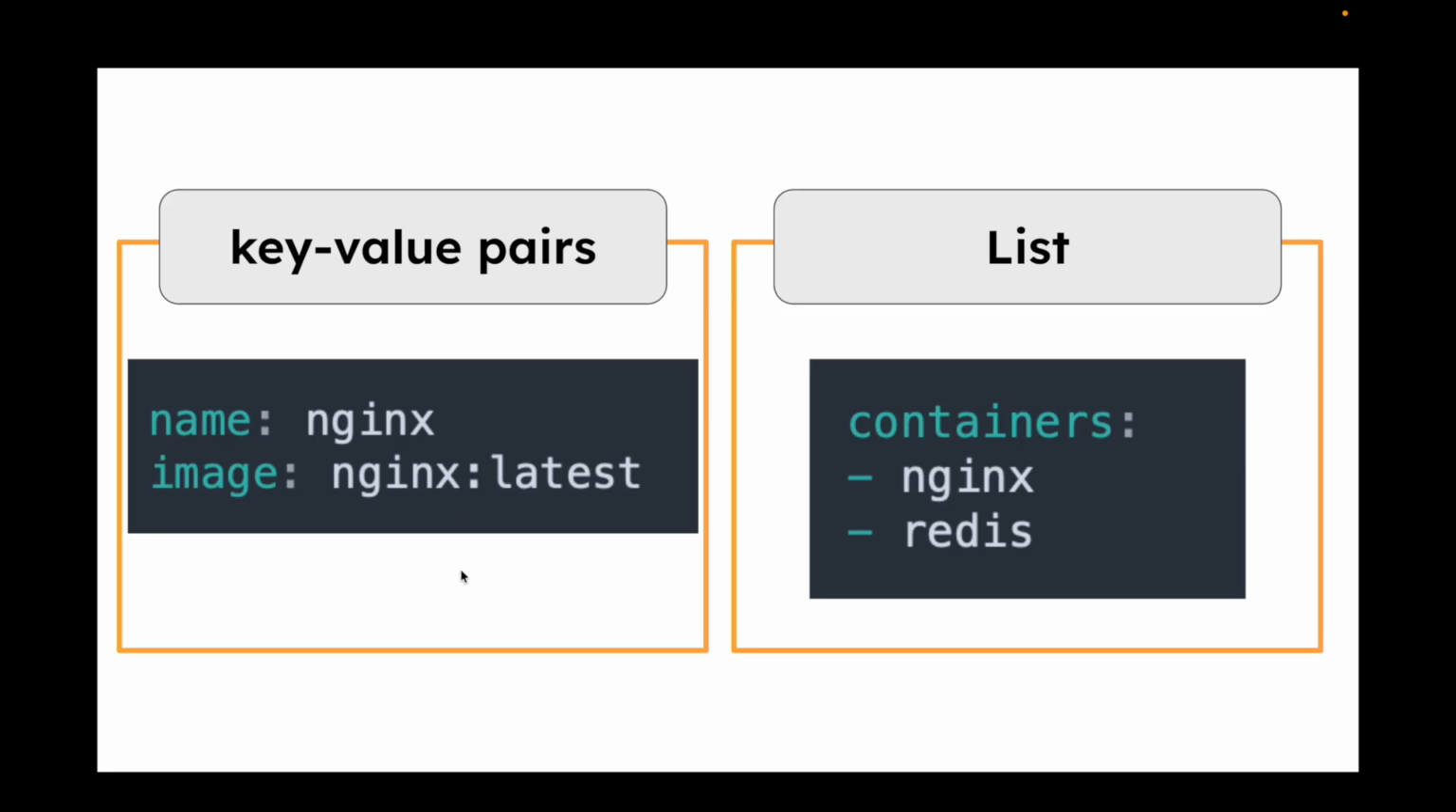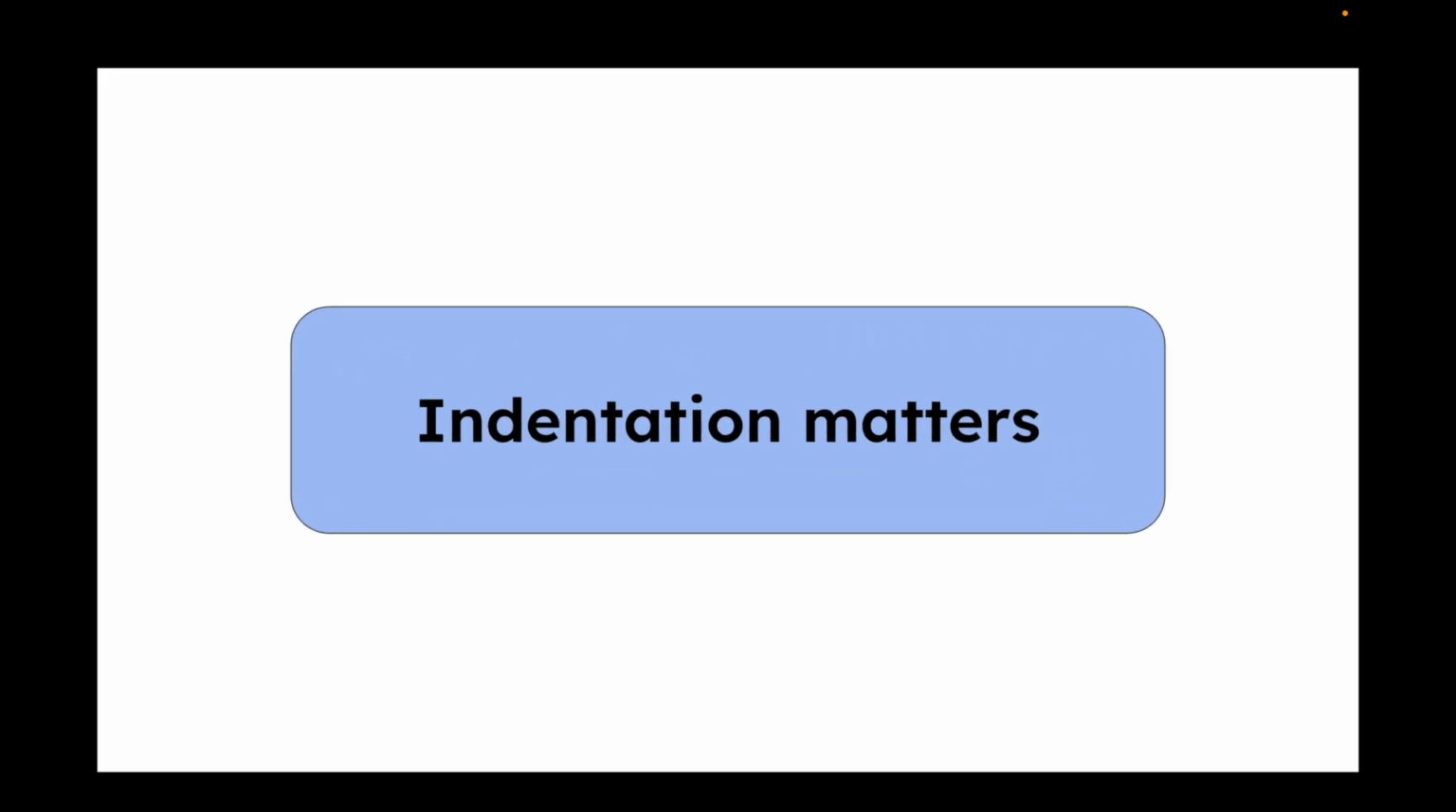The second structure is a list. A list always starts with a dash, like in this case - nginx, - redis. Now this is a list. So whenever Kubernetes expects multiple values, you will usually use a list. So whenever you want to pass multiple values, you will always use this dash, which is nothing but using a list. Now here's the most important rule. Indentation matters. Whenever you are talking about YAML, it is all about your indentation. Unlike many programming languages, YAML does not use braces.